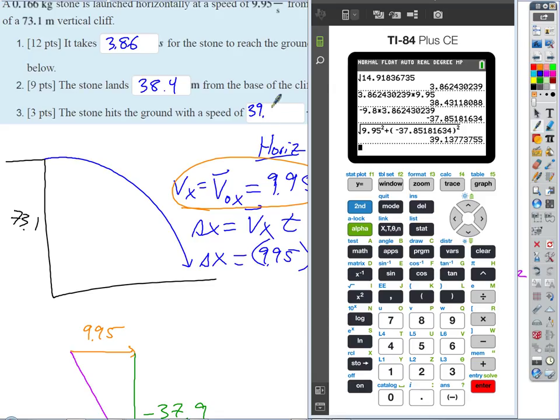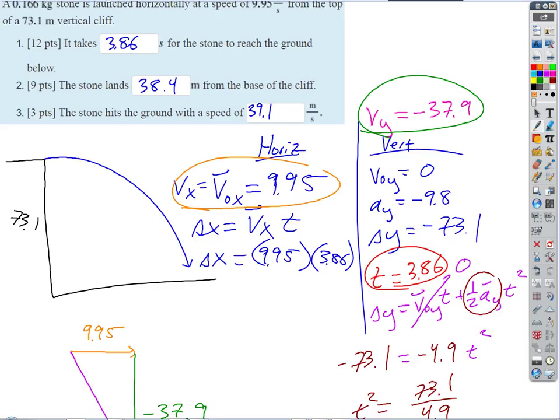So 39.1, and they already provide the units, meters per second. Make sense? Okay? All right.